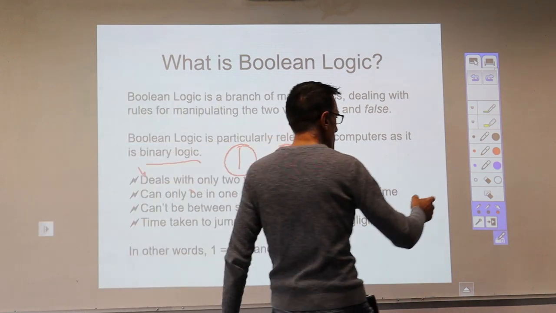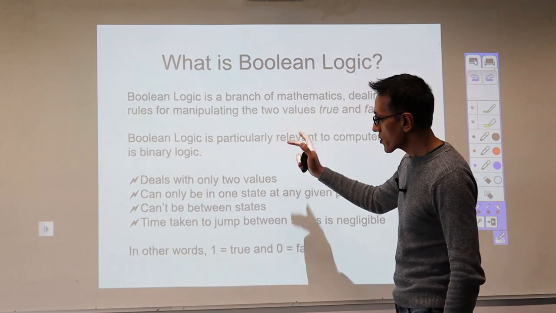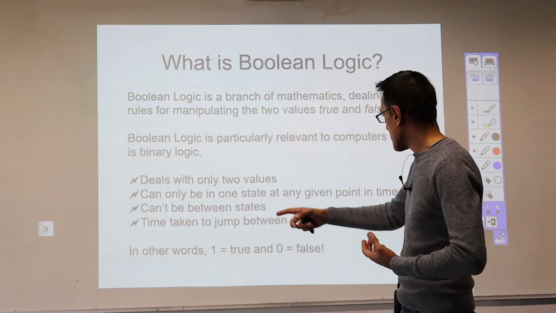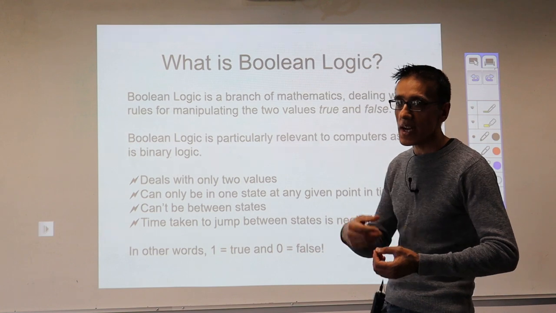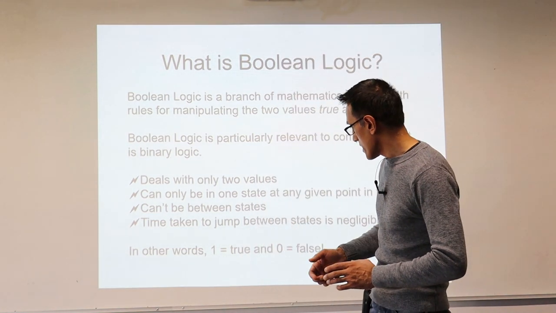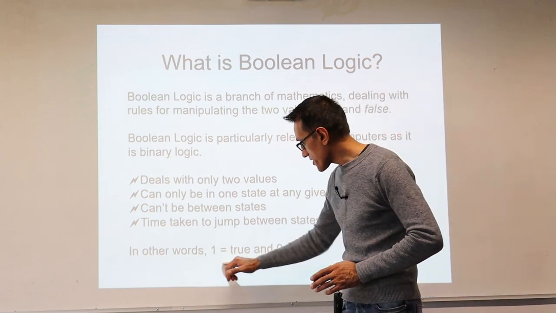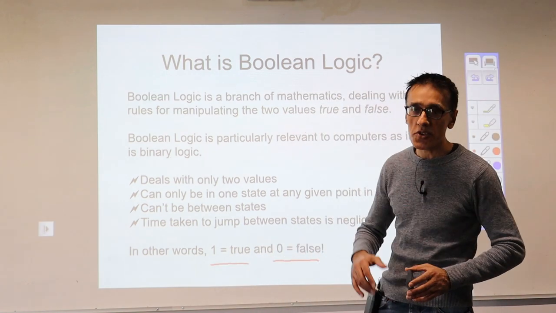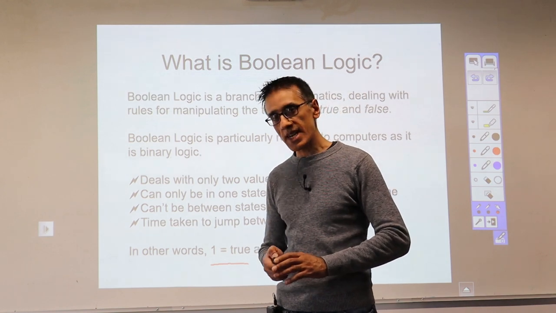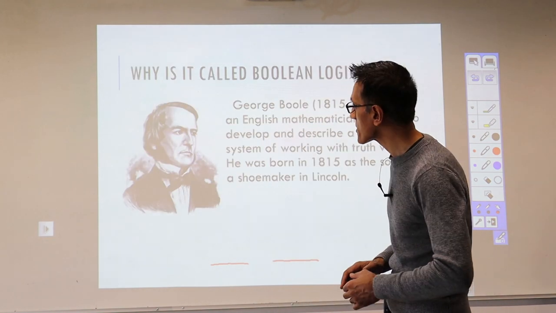It deals with just these two values of ones and zeros. The state can be in either of these two values at any given point in time, either a one or a zero. In other words, one is true and zero is false. You can't have those in-between states. So it is of particular relevance to computers.